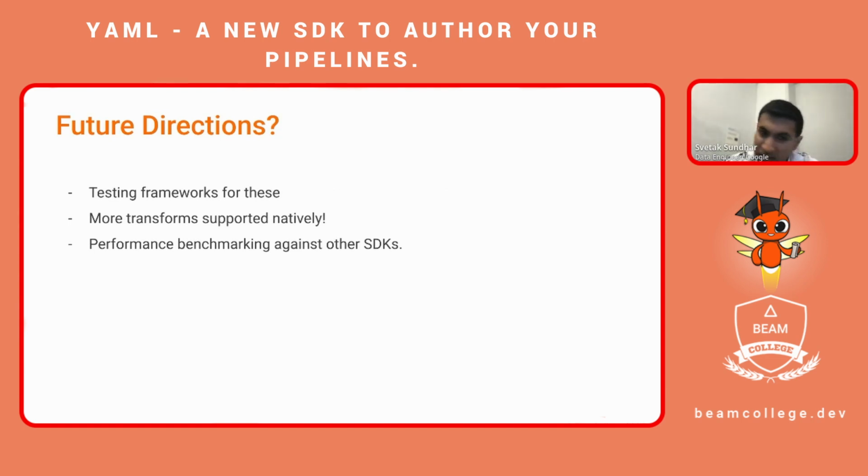And finally, things like performance benchmarking against SDKs. So, where does the YAML SDK perform in relation to the Java and the Python SDK, right? Like how similar are they? When would YAML maybe be a good choice for an organization to use just based on performance?